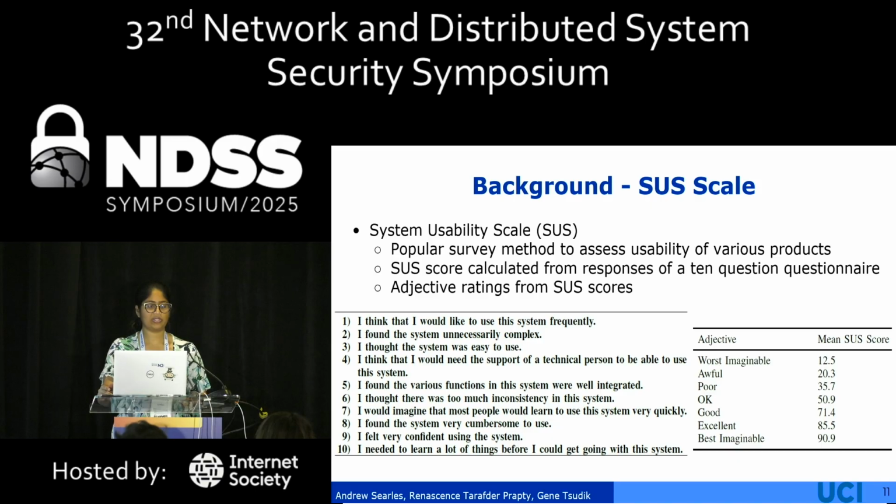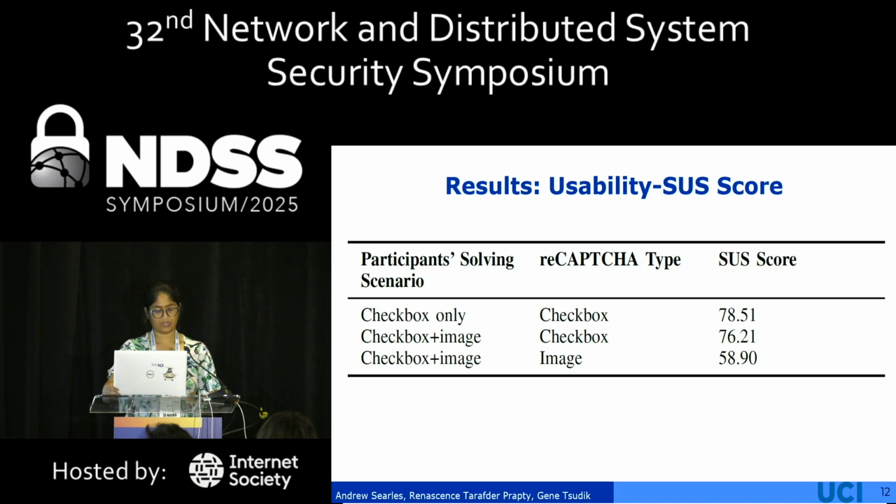There is a specific method to obtain numeric SUS scores from the responses of these questions. There is also a well-defined adjective scaling associated with the numeric SUS scores. For example, any SUS score between 71.4 to 85.5 denotes good usability level. So we calculate the SUS score of checkbox and image CAPTCHAs and find that checkbox CAPTCHA has good usability level while image CAPTCHA has okay usability level.